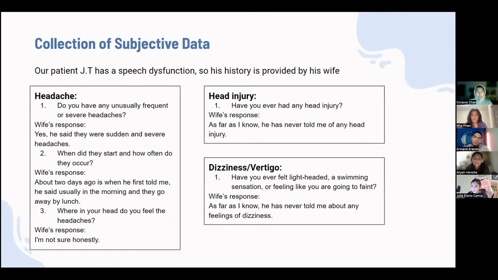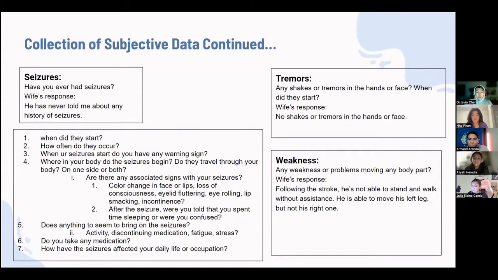Now for dizziness and vertigo, we would ask, have you ever felt lightheaded, like a swimming sensation, or feeling like you were going to faint? His wife responded that she doesn't know of any of this, but again, if she said yes, we would ask, when did you first notice this? How often does it occur? Do you feel like the room is spinning, or are you spinning? And have you ever felt the rotational spinning sensation called vertigo? Next, please.